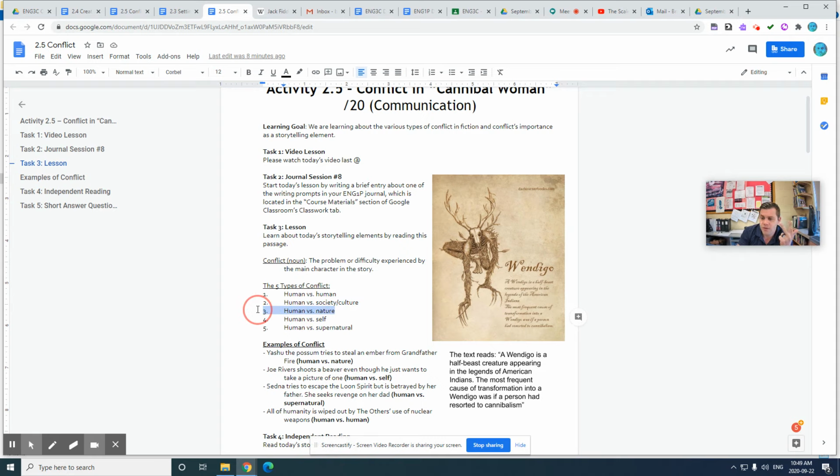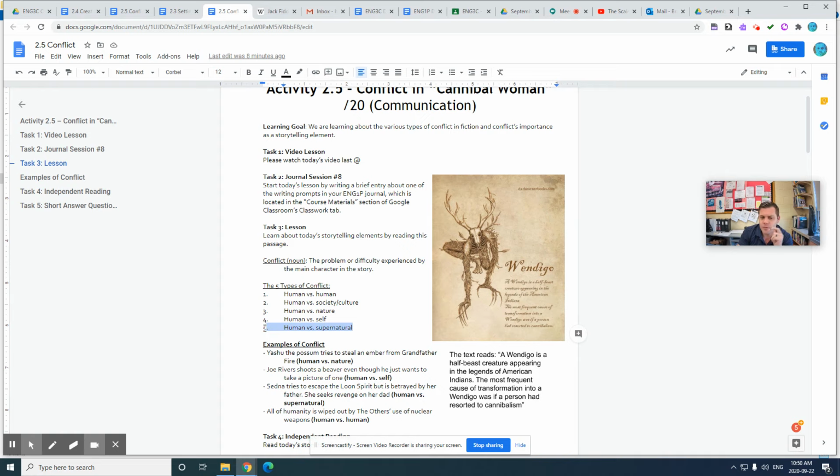4 is human versus self. It's where people are getting in their own way, about they want to accomplish a different thing than what they actually do. They are essentially their own biggest enemy. And I find a lot of life is human versus self conflict. We want to do one thing, but we end up doing another, and that creates conflict in our lives.